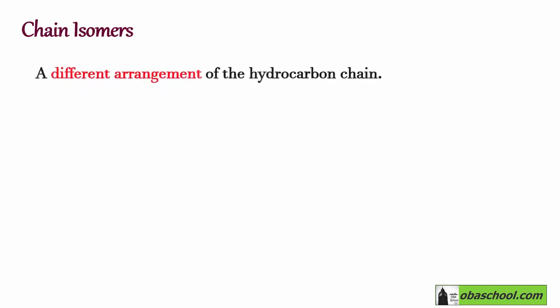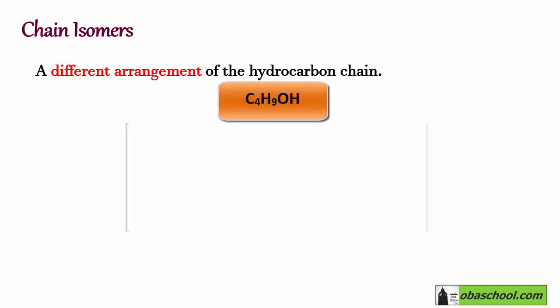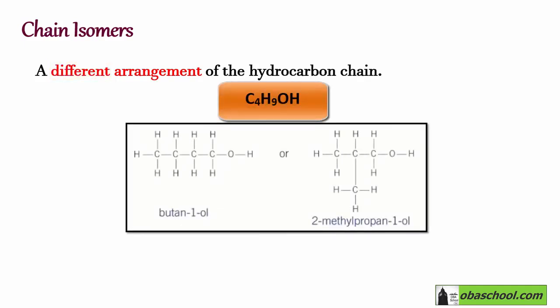And finally, we have chain isomers. In chain isomers, we will have a different arrangement of the hydrocarbon chain. So if we take the molecular formula C4H9OH, it could be butan-1-ol, so it is an alcohol with the OH group attached to the first carbon atom in the chain, or it could be 2-methylpropan-1-ol.